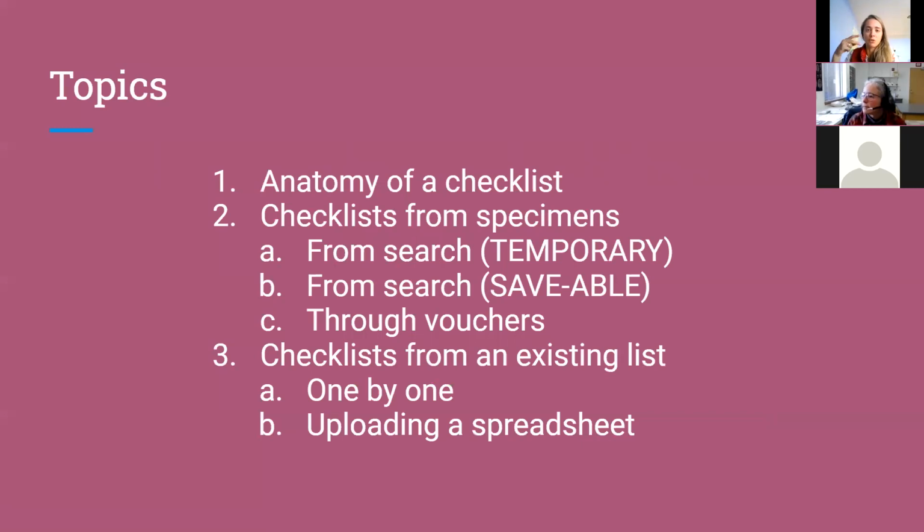So there are two major ways that you can create checklists, and that's using the specimen data in CCH2. Or if you have a checklist already, like a checklist of a county or a checklist of all native plants of California, you can make those checklists by just importing the names straight into CCH2.